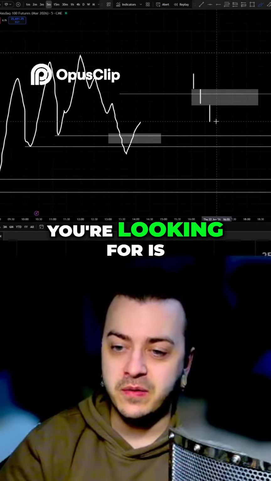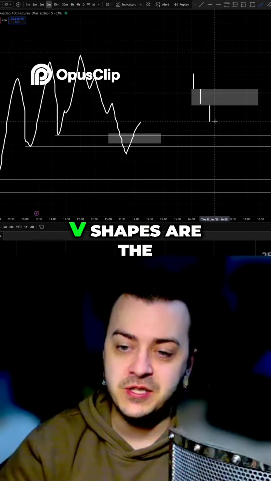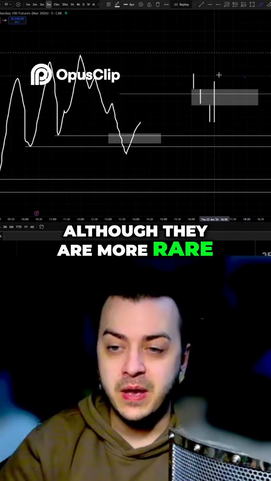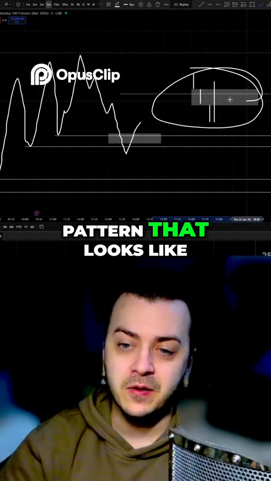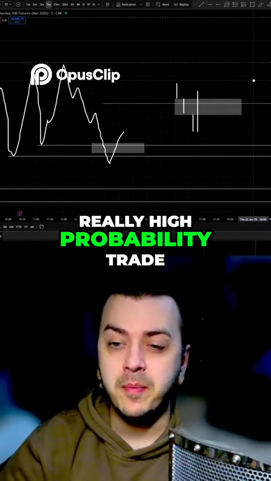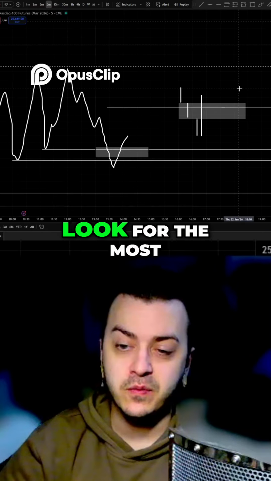And then usually what you're looking for is these 3 candle pattern V shapes. They are the absolute best ones, although they are more rare. But if you get a pattern that looks like this with a major liquidity sweep, you're going to have a really high probability trade. And these are usually the ones that I look for the most.